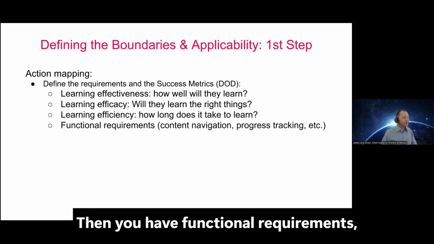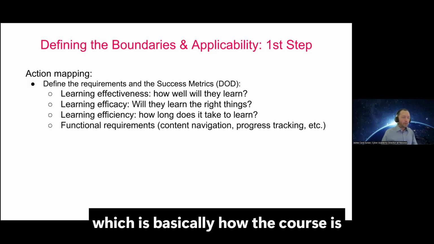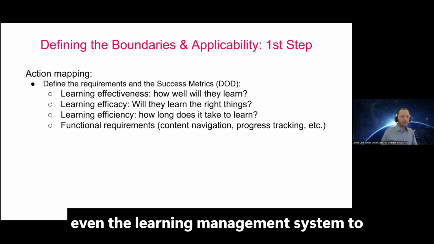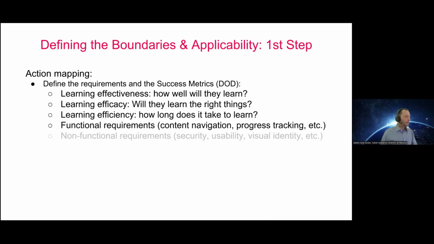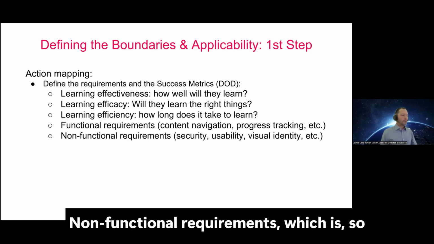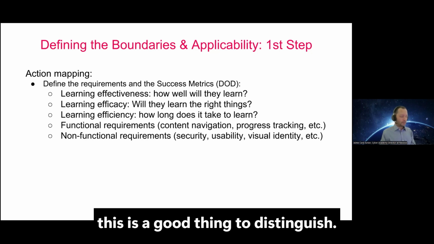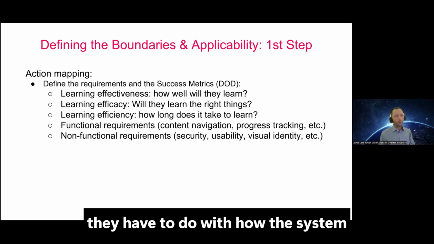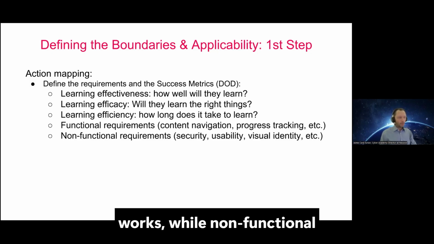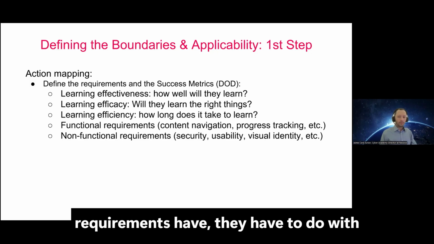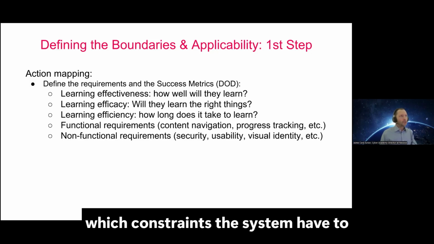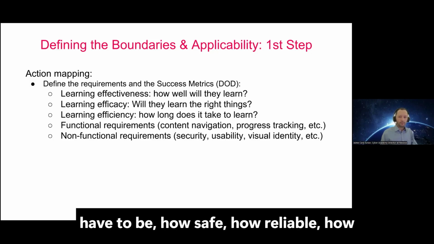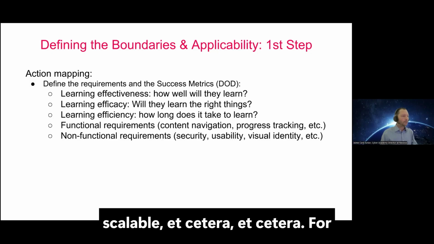Then you have functional requirements, which is basically how the course is going to work. Not just the course, maybe even the learning management system to some degree. Non-functional requirements, so this is a good thing to distinguish. Functional requirements usually have to do with how the system works, while non-functional requirements have to do with which constraints the system has to deal with. So basically, how fast does it have to be, how safe, how reliable, how scalable, et cetera.